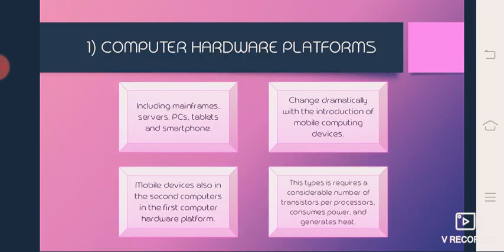First, computer hardware platforms include mainframe servers, PCs, tablets, and smartphones. This has changed dramatically with the introduction of mobile computing devices. Mobile devices are also the second computers in the first computer hardware platform. This type requires a considerable number of transistors per processor, consumes power, and generates heat.